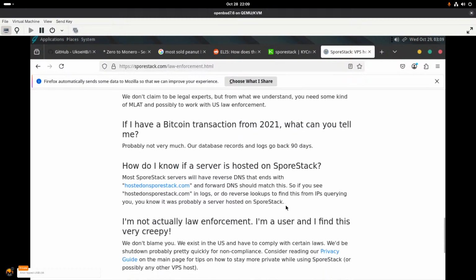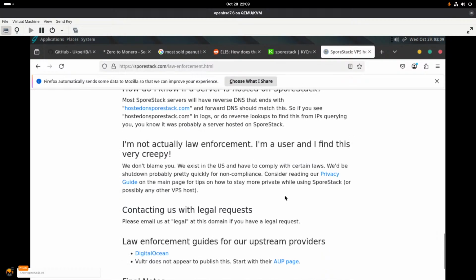How do I know if my server is hosted on SporeStack? Actually, I'm not actually law enforcement. I'm a user. I find this very good. We don't blame you. We exist in the U.S. and have to comply with certain laws. Oh, interesting. I don't know how I could possibly use XMR to buy anything physical, because of packages and customs. If I was in the USA, I couldn't buy anything with XMR shipped domestically. You can buy a lot of digital stuff.